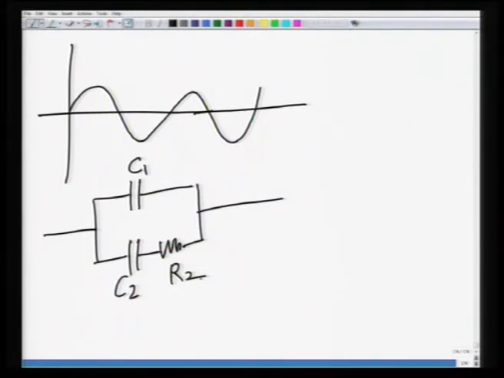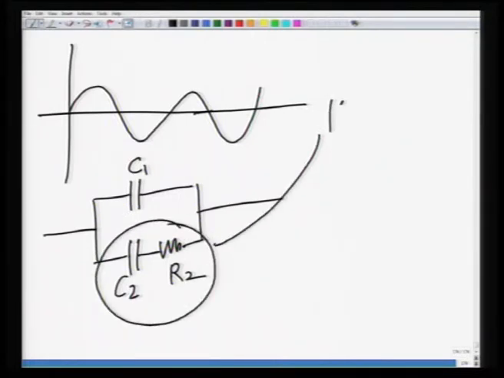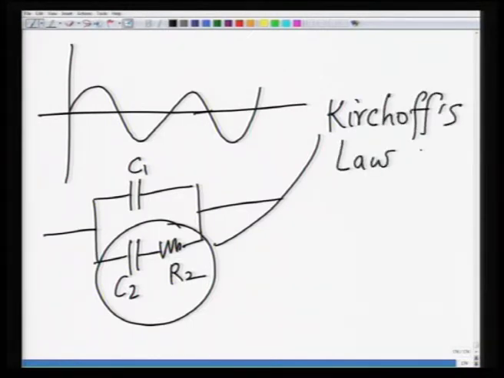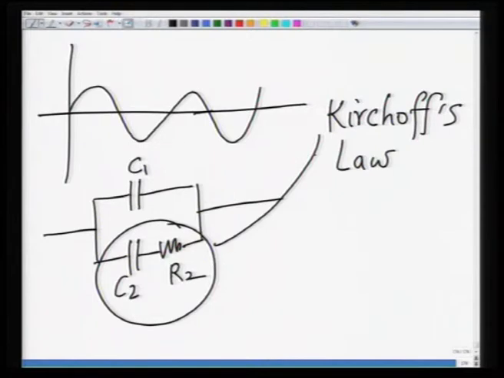Now, what we need to do is apply what we call Kirchhoff's law to this segment. Kirchhoff's law is a very basic law in physics that you know from your 12th standard. If you apply Kirchhoff's law to this segment, it says that the sum of the current due to the capacitor and the current in the resistor must be equal to zero.